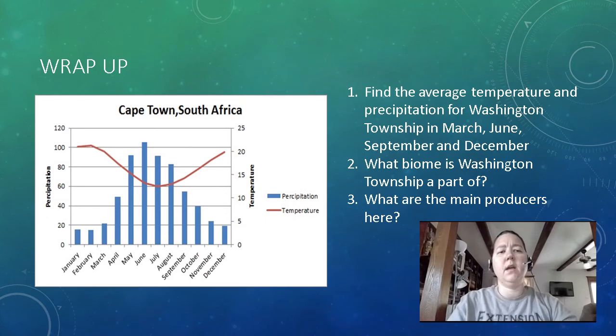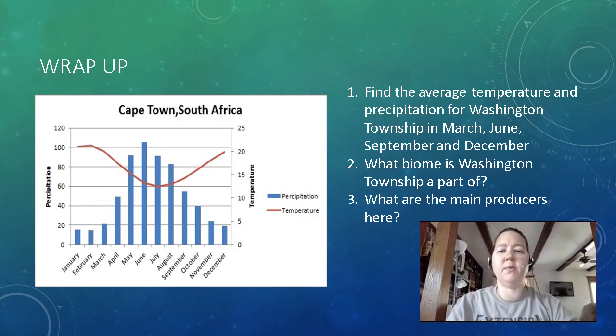Okay, so that's it. This was a little bit of a long one, but not so bad. Here's your wrap up. What you need to do is go to Blackboard and post on the discussion board your answer to these three questions. What is the average temperature and precipitation for Washington Township in March, June, September, and December? If you notice, that's spring, summer, fall, winter, covering all our seasons.